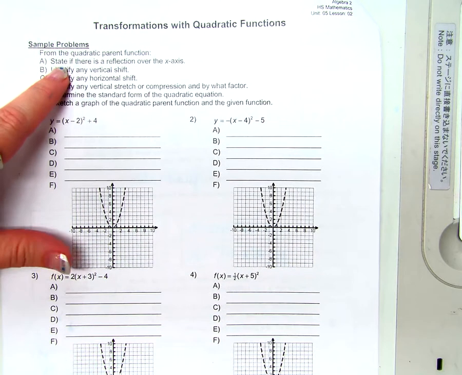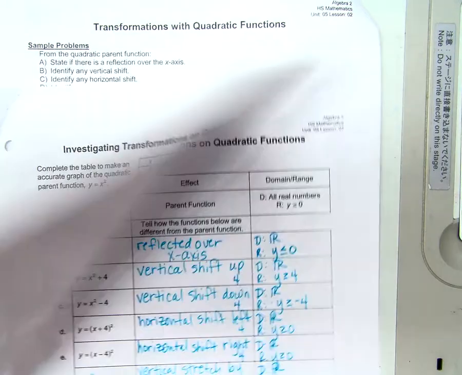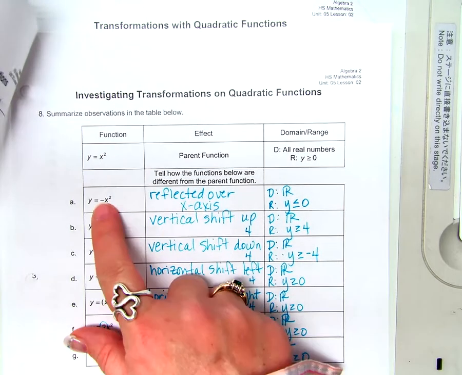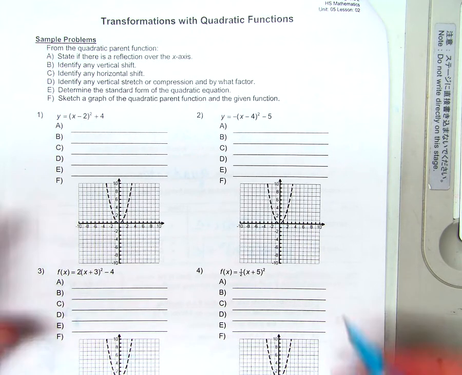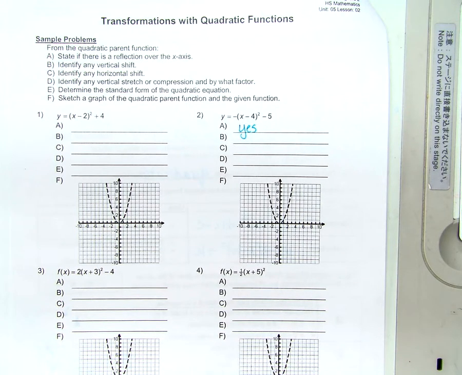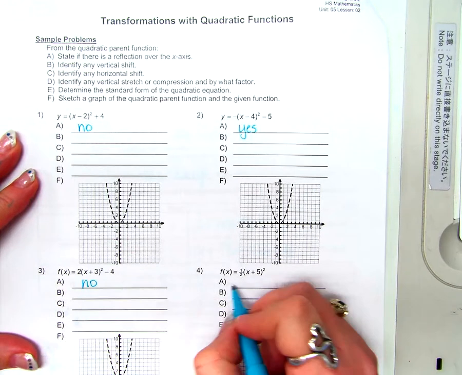First thing it asks is to state if there's a reflection over the x-axis. What causes a reflection over the x-axis? Look back at your notes from the previous worksheet if you need to. What causes a reflection over the x-axis? A negative in the front, right? As a multiplier. Do any of these problems have a negative in front as a multiplier? Number 2 does. So what about 1, 3, and 4? No, no, no.